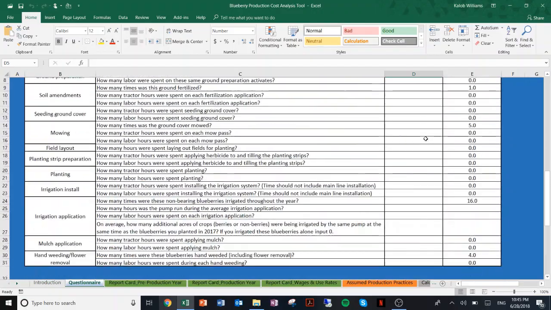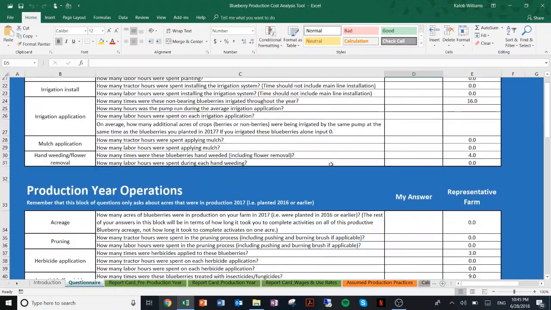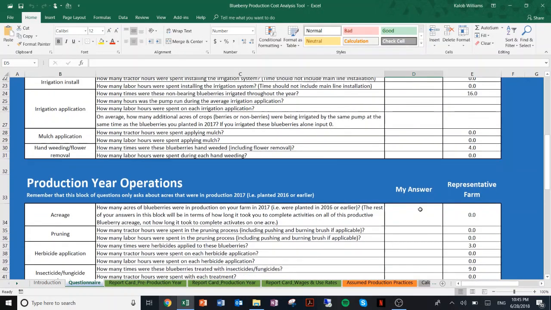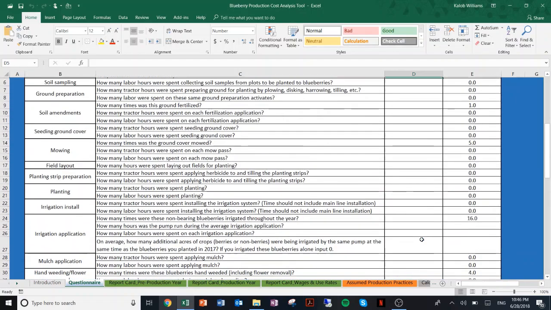You'll notice that you have a My Answer section for the pre-production year, for the production year, and for your wages and use rates. And that's where you will put information in.